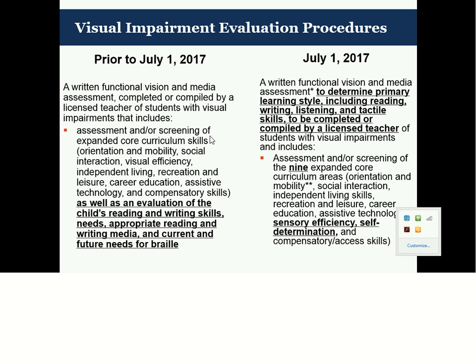If you're not familiar with those and you want to learn what those are, your TVI, your teacher for visually impaired students, students with visual impairments, are trained in this, but if you're a team member who needs more information about that, you can find information in our guidance document that will be posted.